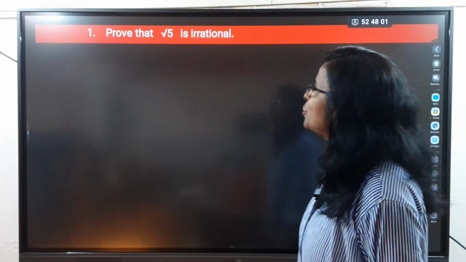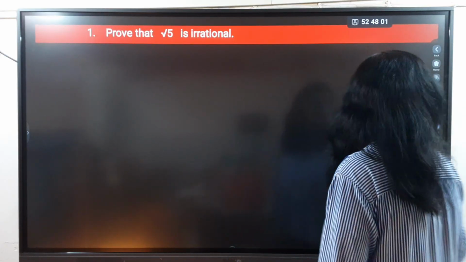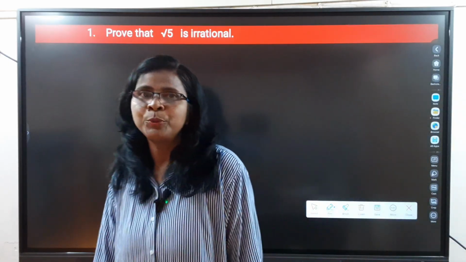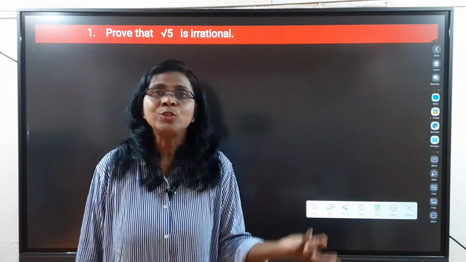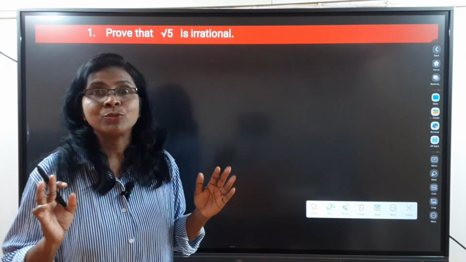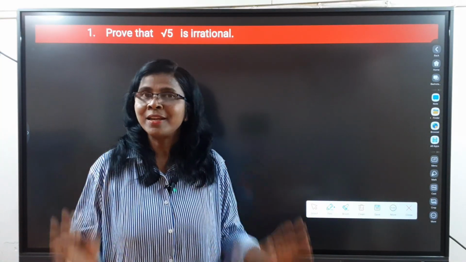So now the first question is: prove that root 5 is an irrational number. We have to prove that root 5 is not a rational number. So we can assume, in such a way, that root 5 is a rational number.